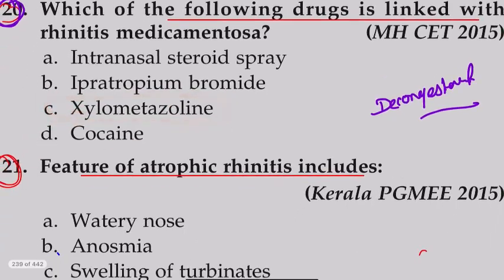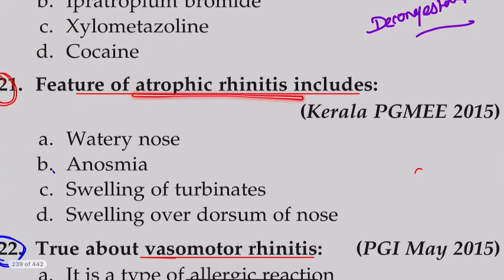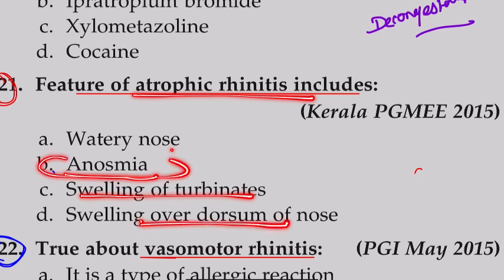Okay. Now, features of atopic rhinitis include watery nose? Yes. Anosmia? Swelling of turbinate? No. Swelling over the dorsum of nose? No. So anosmia is the right answer.